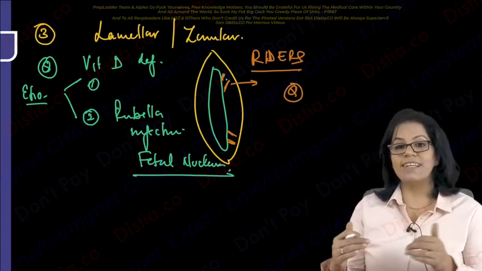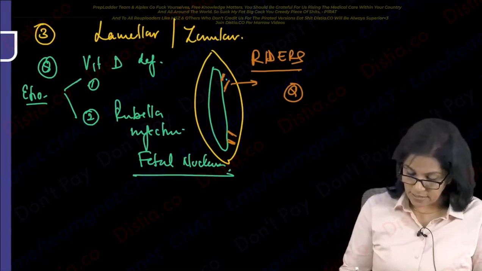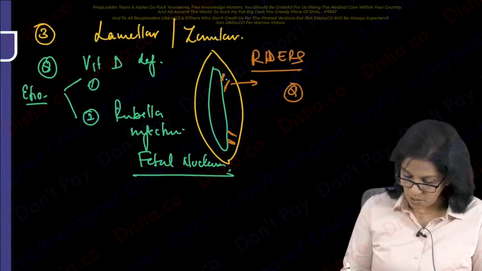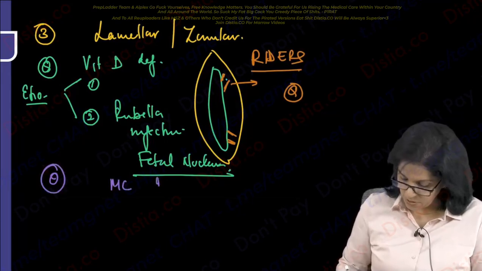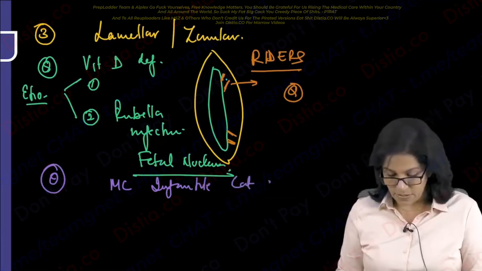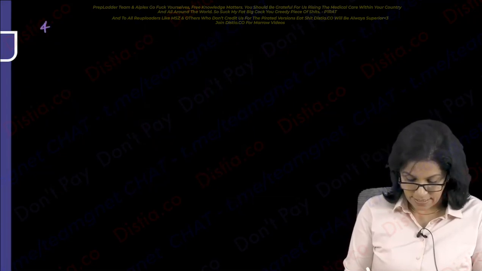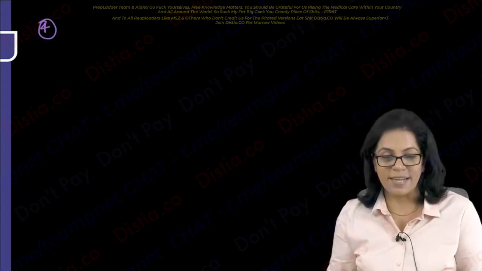So embryonic and fetal is which type of cataract? Infantile. So we can say it is one of the most common infantile cataracts. So that was lamellar zonular. What is the other type of cataract? We are going to see the slides again and quickly revise the types. So don't worry, keep writing.